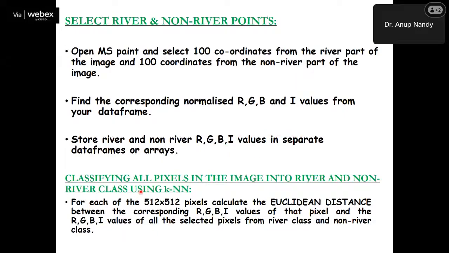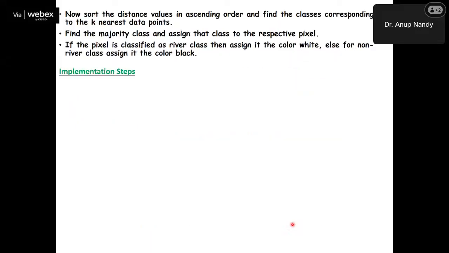Now you have to classify all pixels in the image into river and non-river using KNN. How you are going to do it, I will explain to you. First, you calculate the Euclidean distance between the corresponding RGBI values of the pixels and these RGBI values of the selected pixels from the river and non-river class. Now you have to sort the distance values in ascending order, and find the class corresponding to the k nearest neighbor data points.